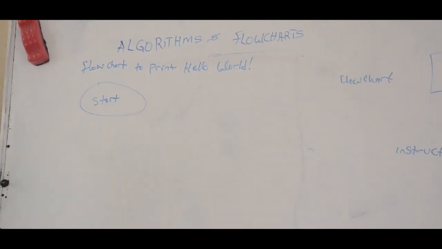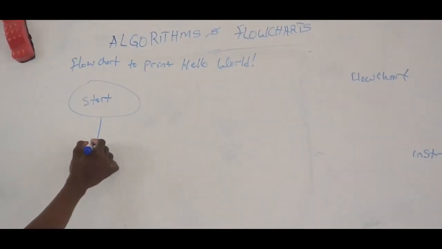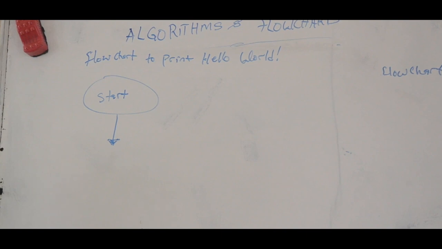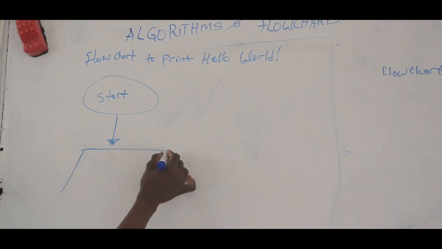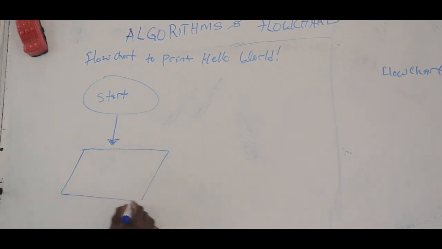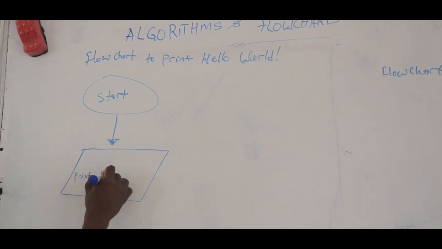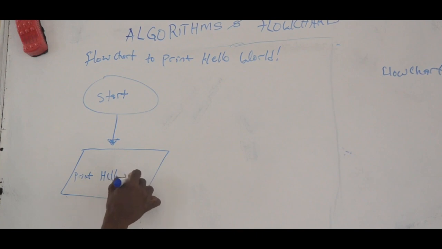We said the oval shape starts. Then the next thing is what you want to do. You want to print hello world. If you want to print, you go with the output, and the output shape is the parallelogram. Don't forget, you have to know it well. So you now say print hello world.